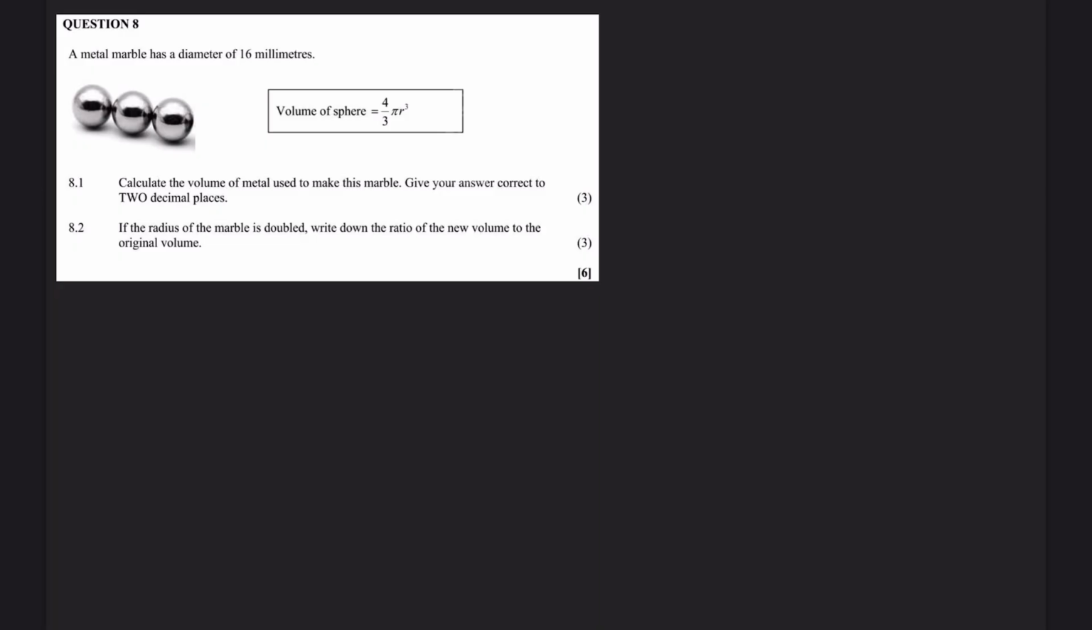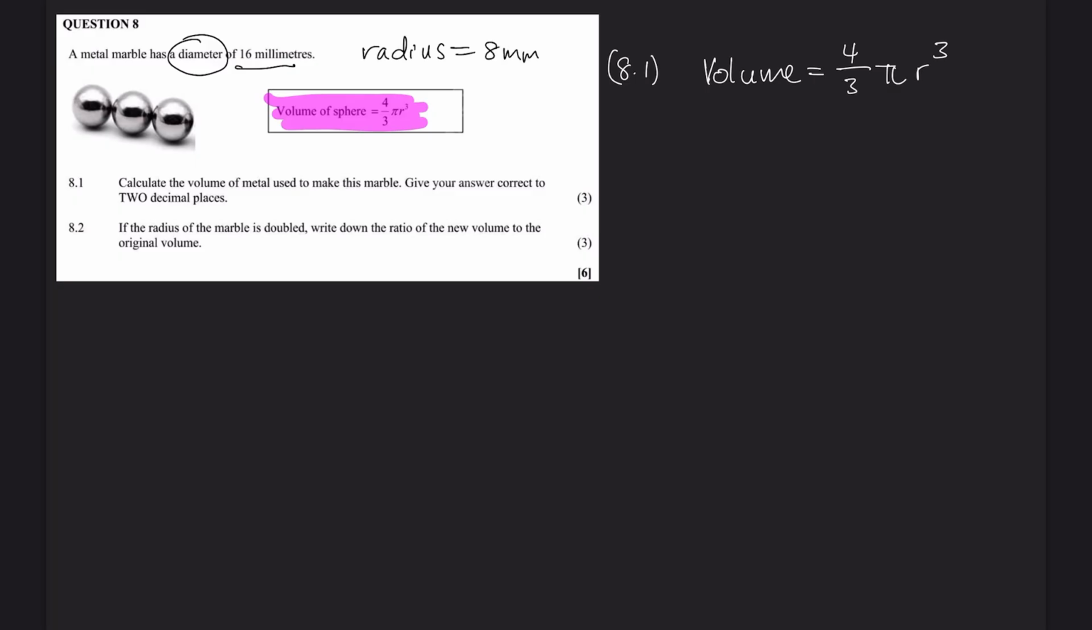So they've kindly given us the formula for volume. So we'll use that formula. So question 8.1 says volume is equal to 4 over 3 pi r to the power of 3. Now, remember, they've given us the diameter, right? So if you want the radius, which we do, you need to halve it. So if the diameter is 16, the radius is going to equal 8 millimeters.